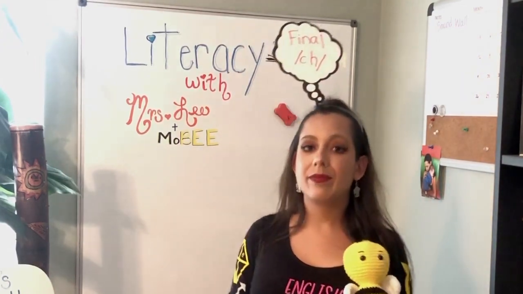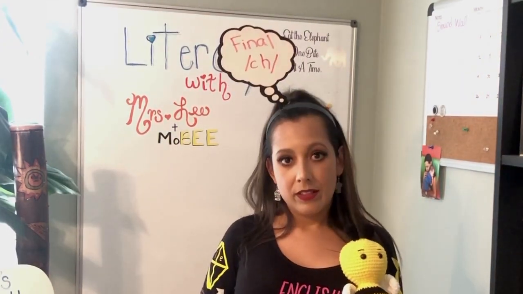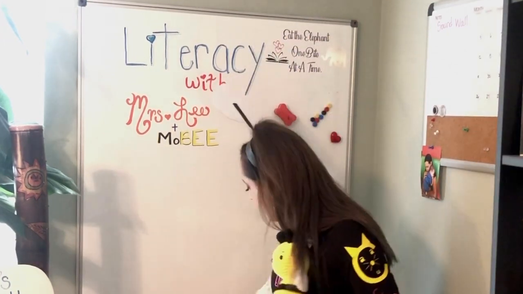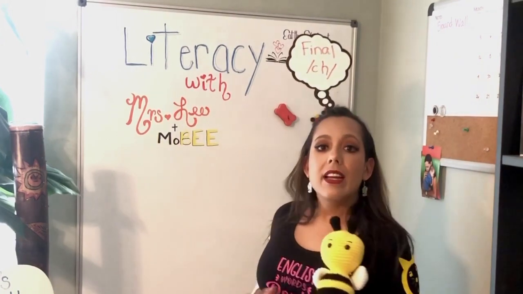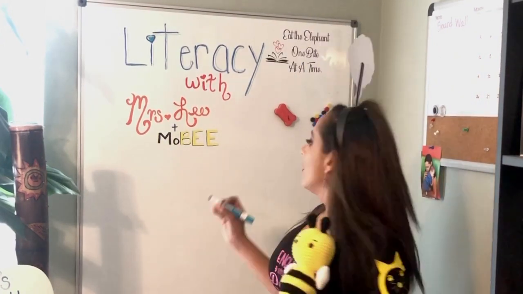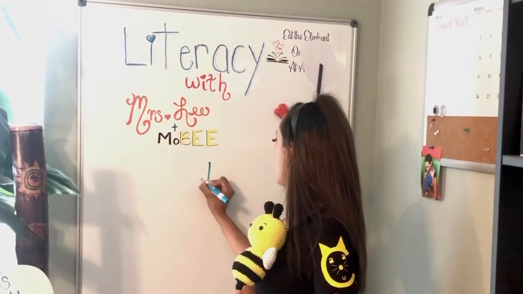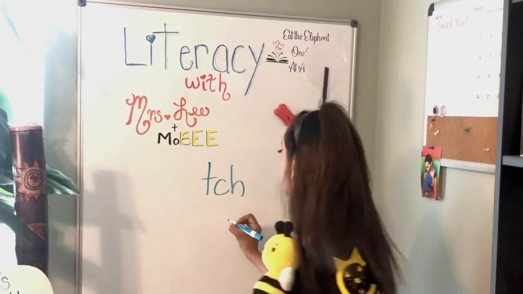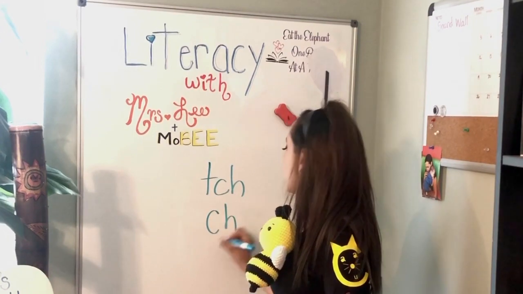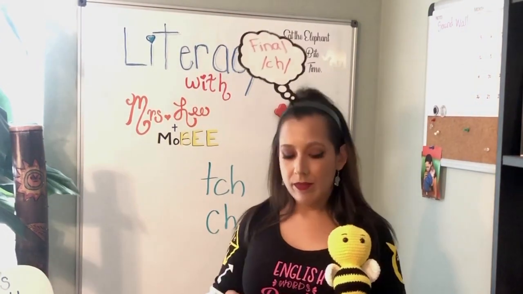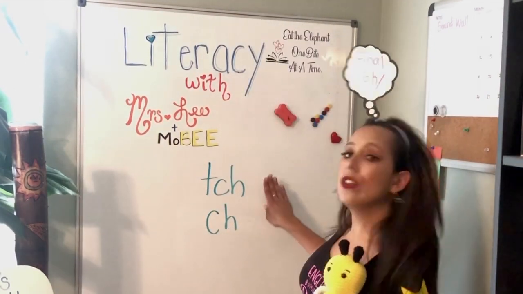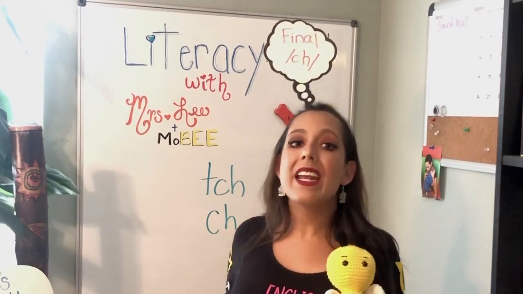So, in summary, final CH can be spelled in two different ways. It is spelled TCH after a short vowel, and CH any other time.